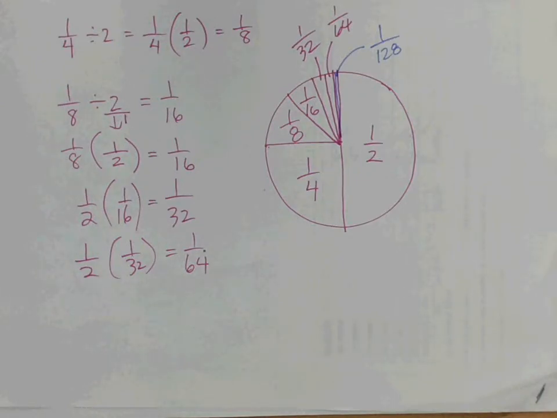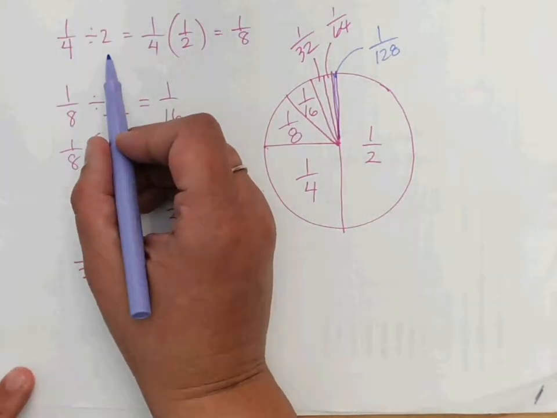Okay, any questions about this? Anything you want to say or ask about? Why are we flipping it? Because multiplying by 1/2 is the same thing as dividing by 2.